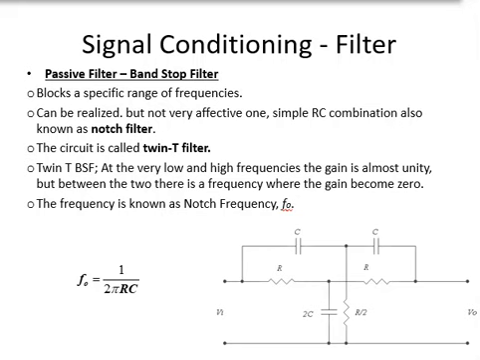In the twin T band-stop filter, at very low and high frequencies, the gain is almost unity. But between the two, there is a frequency where the gain becomes zero. The frequency is known as the notch frequency F naught, where F naught is equal to 1 over 2 pi RC.